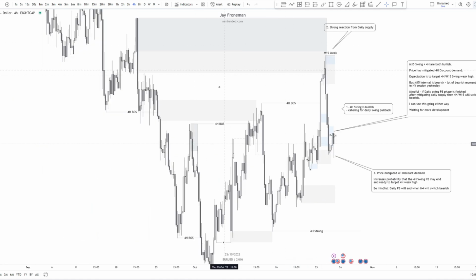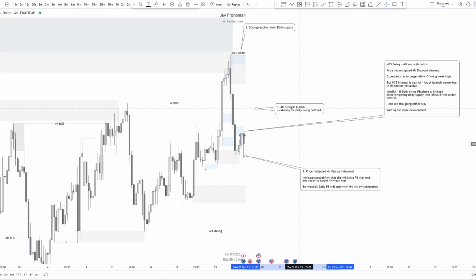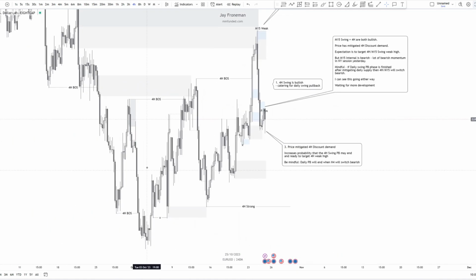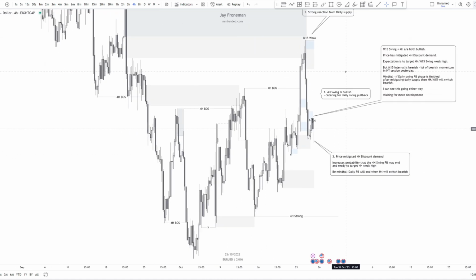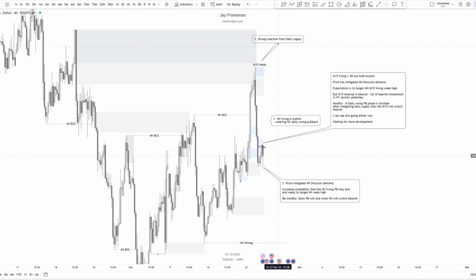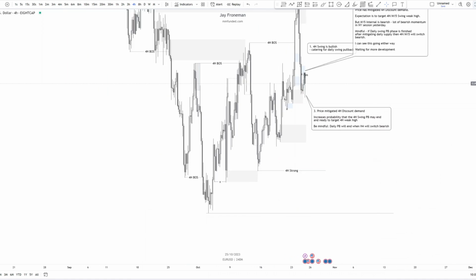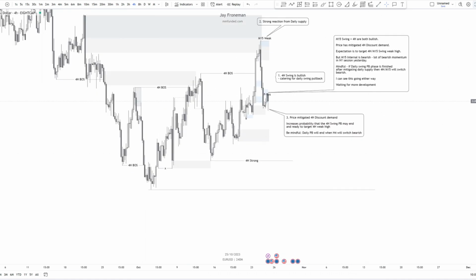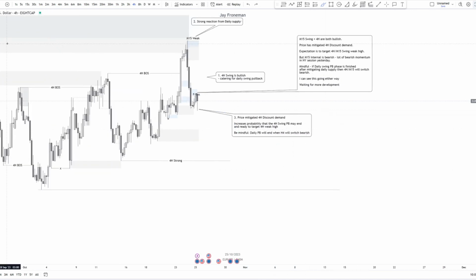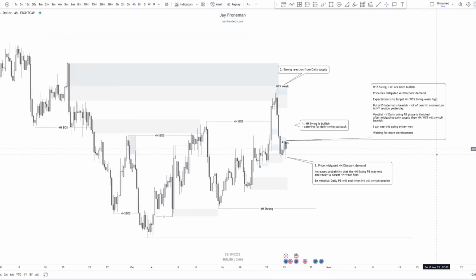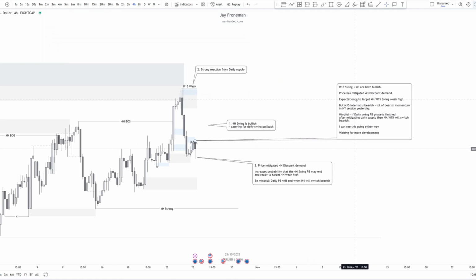So if we had to break down price at the moment, 4-hour swing is currently bullish, catering for that daily pullback that we discussed now. We've had a strong reaction from the daily supply. Our daily lows, overall lows over here, are weak daily lows. So the longer term eventual expectational order flow is to target these weak lows. Our 4-hour and M15 is both currently bullish.